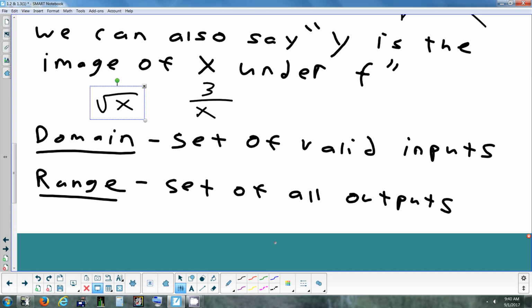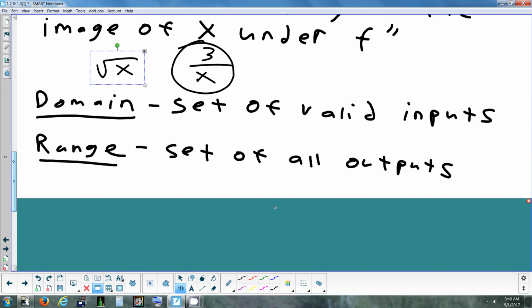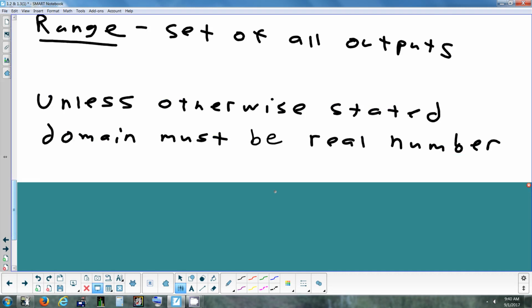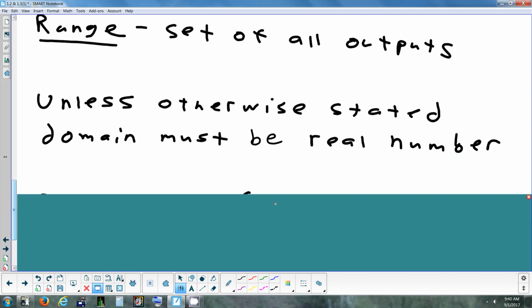What would be a restriction on the domain of that function? Yep, Sam? You can't put 0 there. Can't plug in 0. Okay, that's a little different. There's only one number you're not allowed to plug into this one. There's infinite numbers you're not allowed to plug in for the square root of x. Okay, this just has one number, 0. Okay, so domain, anything you are allowed that's valid to plug in. The range, what kind of answers do you get out? What are your y values? Okay, unless otherwise stated, I just mentioned this, the domain is the real numbers.